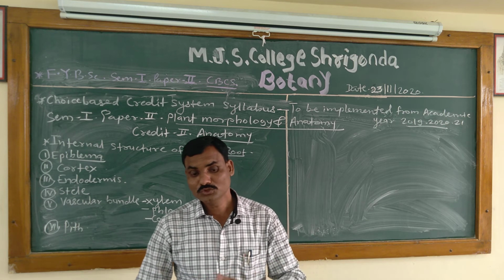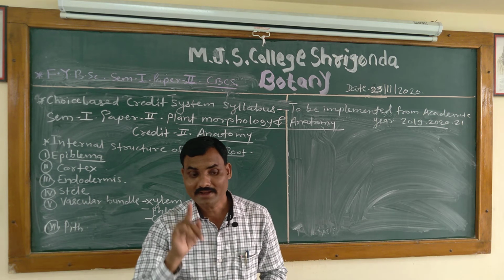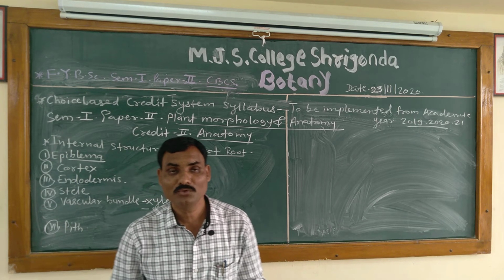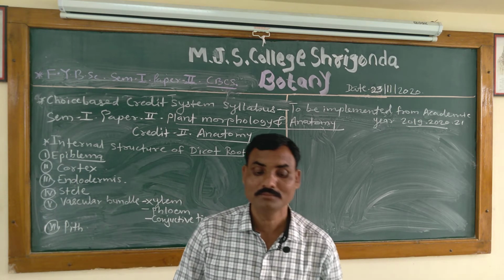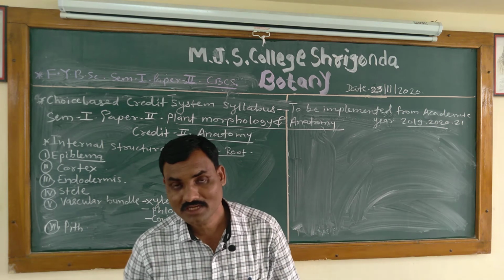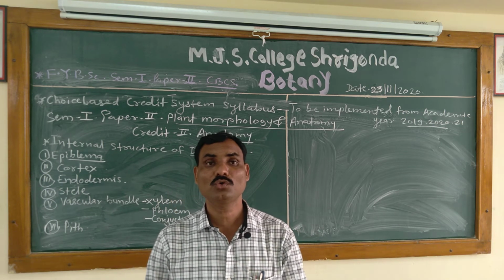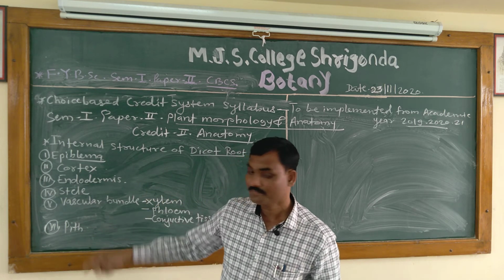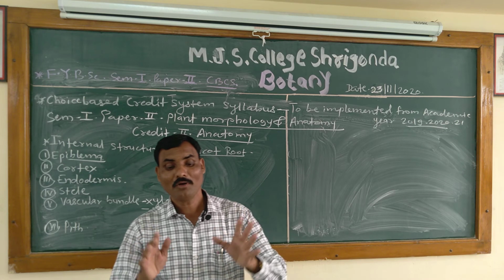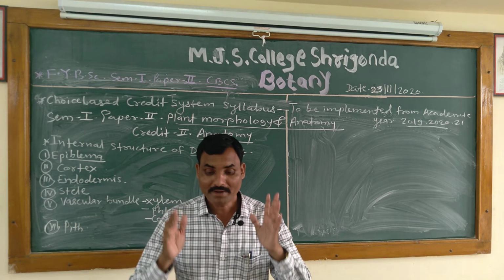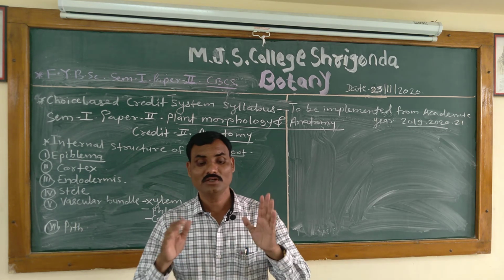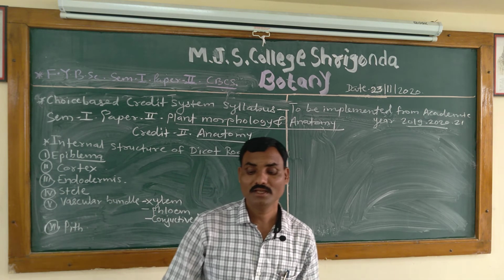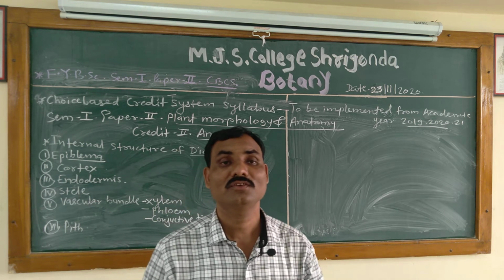Then what about conjunctive tissues? These are parenchymatous in nature which lie in between patches of xylem and phloem, and some of these cells become meristematic during secondary growth. And last is the pith. What about pith? Pith is made up of central, compactly arranged, thin walled and parenchymatous cells without intercellular spaces.